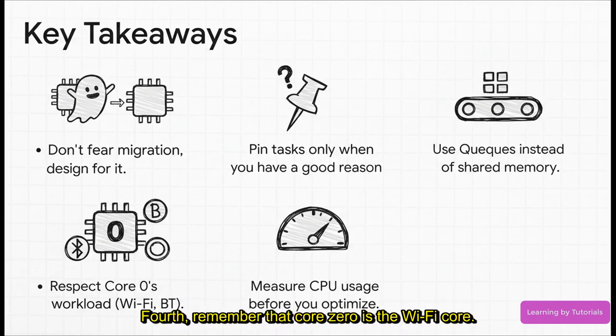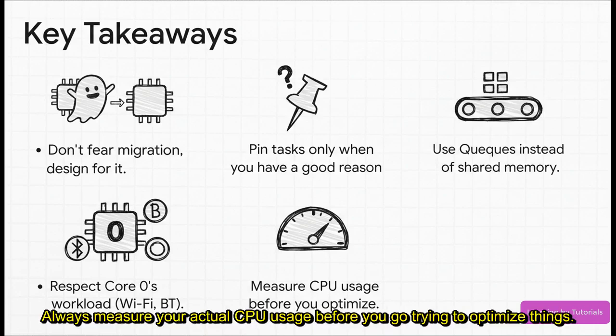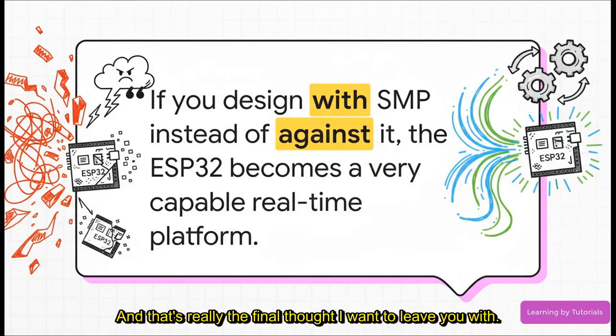Fourth, remember that core 0 is the Wi-Fi core. Respect its workload and don't bog it down. And finally, and this is a big one, always measure your actual CPU usage before you go trying to optimize things. And that's really the final thought I want to leave you with.